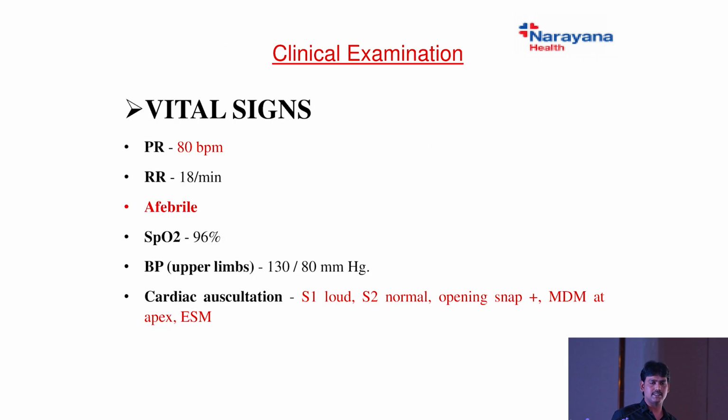Coming to his vital signs, he presented to OPD with a pulse rate of 80 beats per minute. Respiratory rate was about 18 per minute, he was afebrile, oxygen saturation was around 96%, and blood pressure in his upper limbs was 130 by 80 mmHg. On CVS examination, he had loud S1, normal S2, an opening snap and mid diastolic murmur at the apex, and an ejection systolic murmur as well.